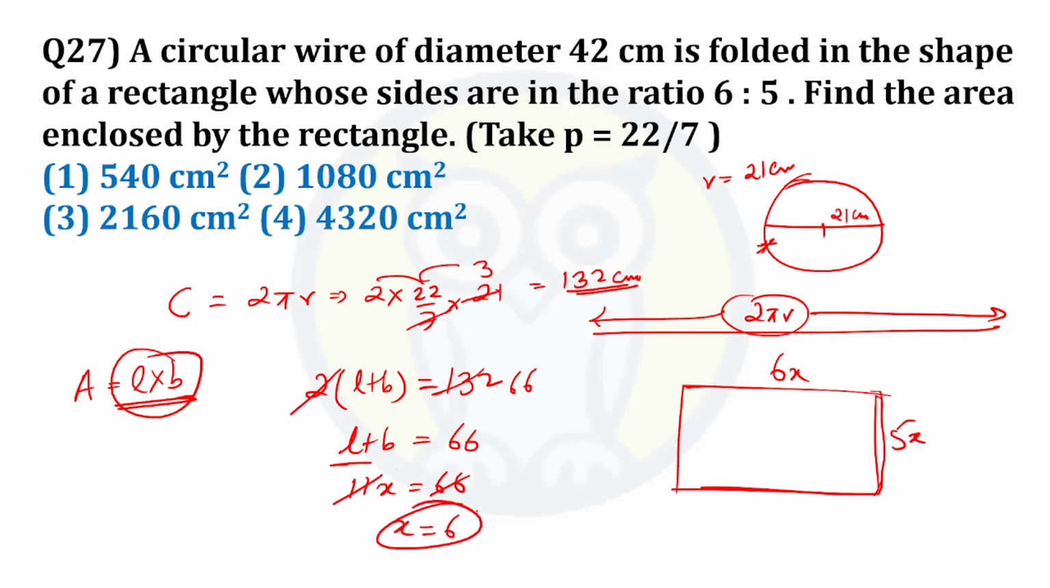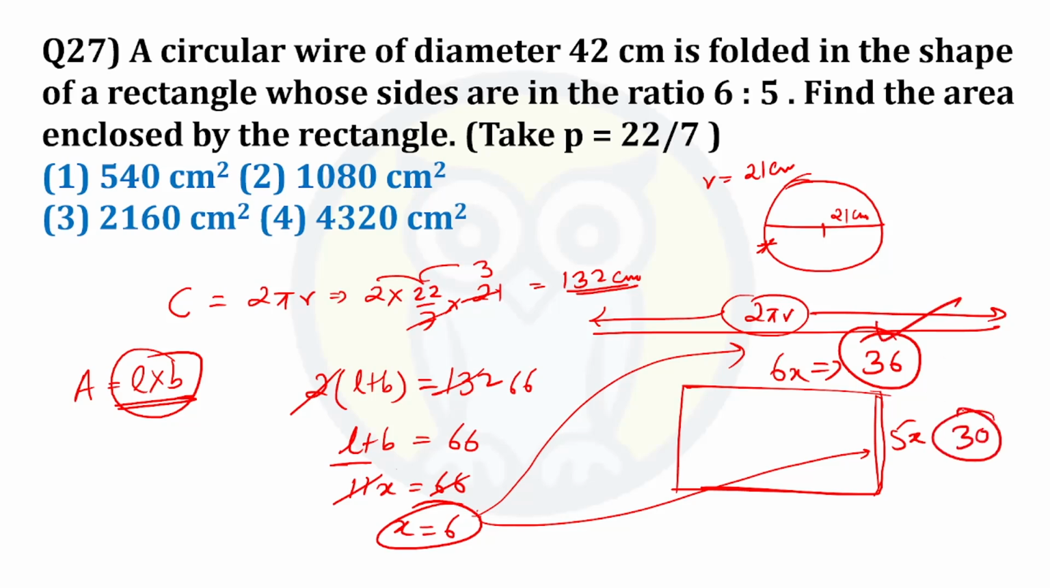So the length is 6 into x, 6 into 6 is 36, and the breadth is 5 into 6, which is 30. Now area is equal to length 36 times breadth 30, which is 1080 centimeter square. This is the correct answer.